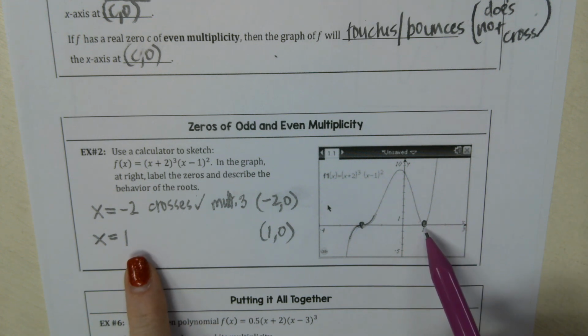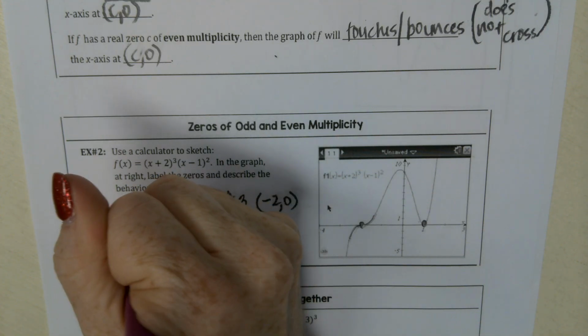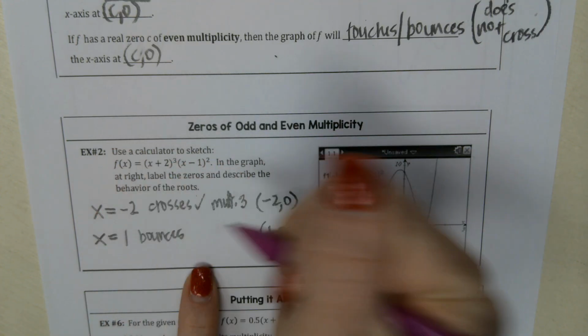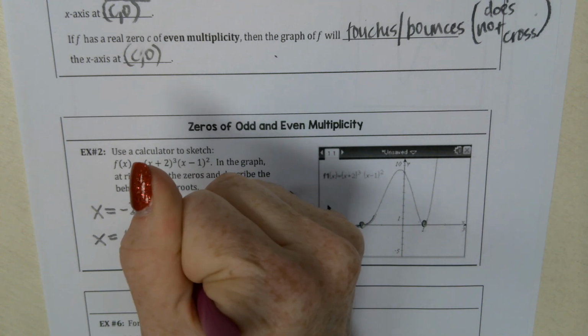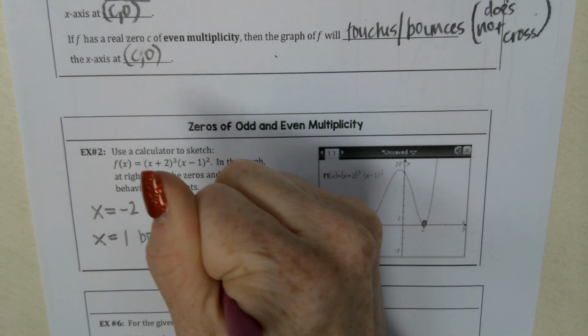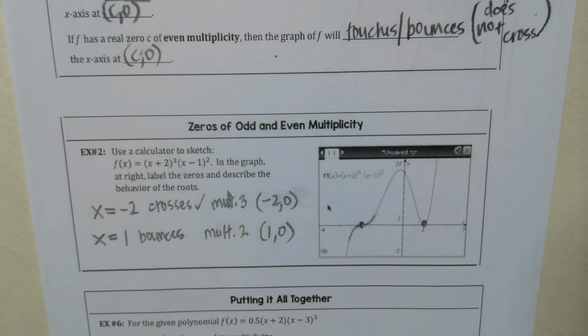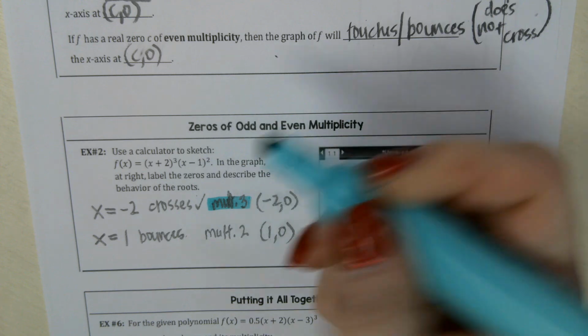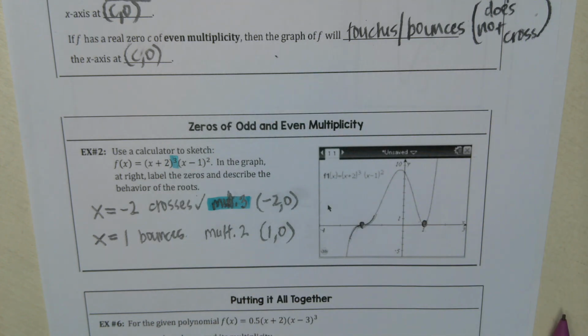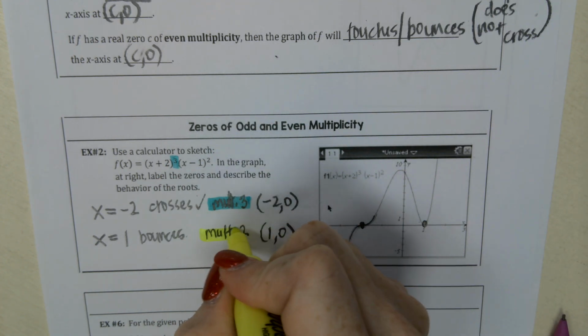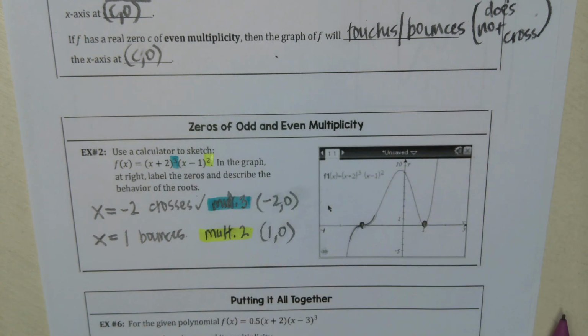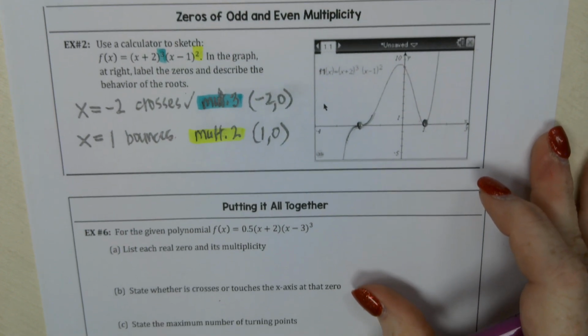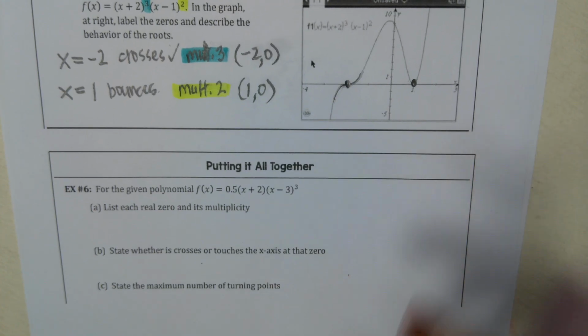All right, what does it do here at 1? It bounces. Okay. And this one has a multiplicity of 2. Now, if it had a multiplicity of 3, I want to remind you that that came from the exponent that was directly attached to that factor in the problem, okay? So hopefully that will be a reminder to us about the behavior, or what it's going to do.